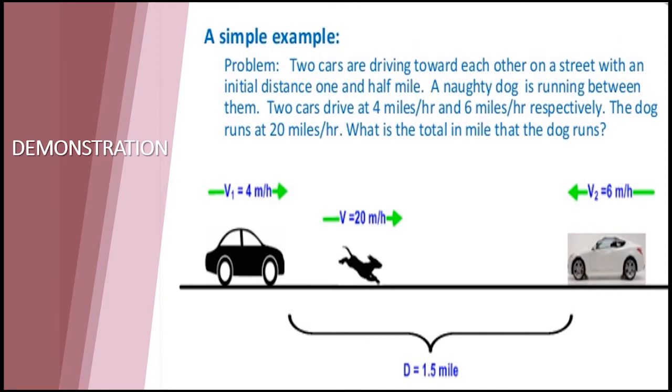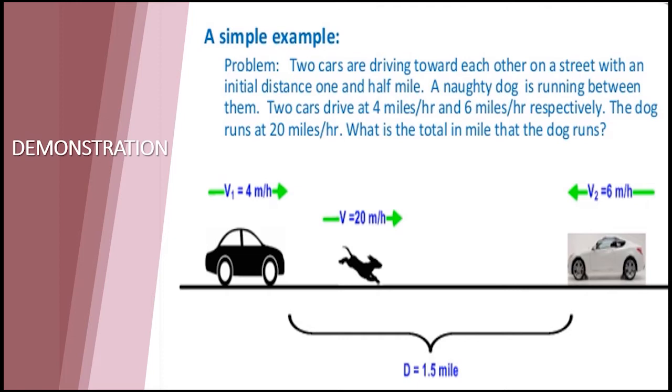Here's an example of a demonstration by just drawing a picture. Now this is a math problem. This isn't something you're going to run into in anatomy, but still with sciences you're going to have to be able to do math problems, and especially word problems. So as you can see here, the word problem is: 2 cars are driving toward each other on a street with an initial distance of 1.5 miles. A dog is running between them. The 2 cars drive at 4 miles per hour and 6 miles per hour. Blah, blah, blah. You can really get turned around in reading these word problems.